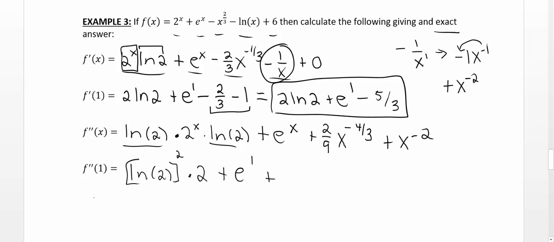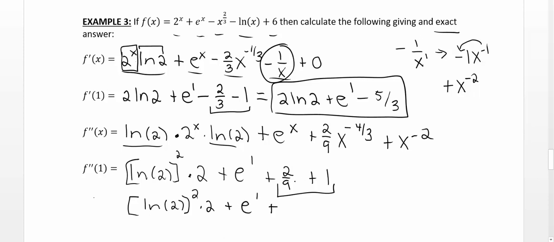Plus, now if you plug in a 1 here, 1 to the negative 4/3 is 1, times 2/9 is 2/9. And if you plug in a 1 here, 1 to the negative 2 is 1. So again, the only simplification I'm going to do is going to be to add these two constants together. So we have the natural log of 2 squared times 2 plus e to the 1 plus, now 2/9 plus 1 is going to give me 11/9. So my second derivative at 1 looks like this.